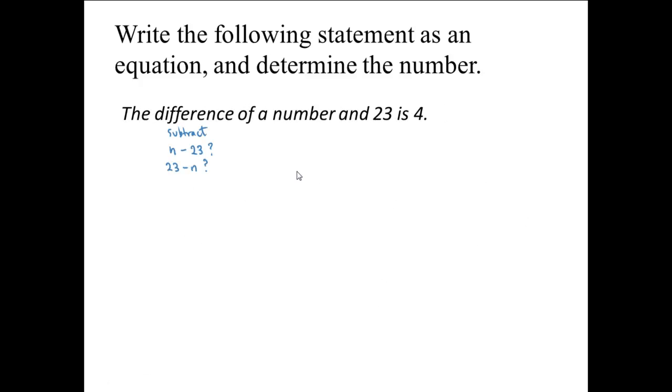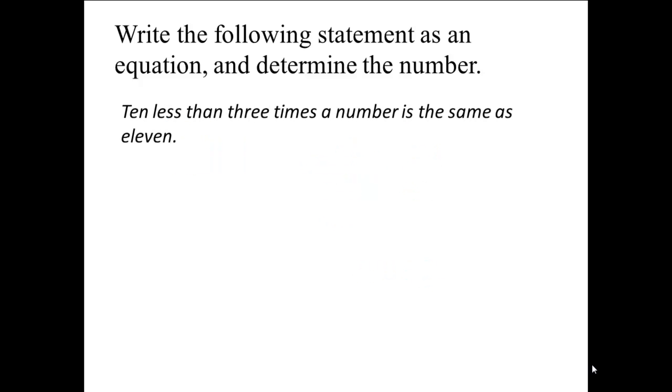We will have to figure out whether n minus 23 or 23 minus n is the correct way to write the difference. The difference of a number and 23, the way that's worded, you write the number and 23 in the order in which it appears in the English, left to right. So we have n minus 23 is, means equals, 4. Add 23 to both sides of this equation. Negative 23 and positive 23 is 0. We have n plus 0, which is simply n. 4 plus 23 is 27.